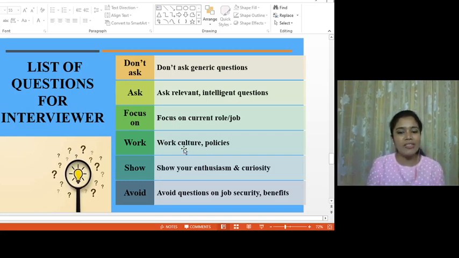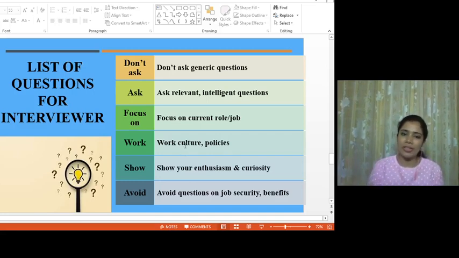And work culture policies. You can ask about the work culture. You can ask about the policies within the organization. The entire purpose of asking a question is not to interview the interviewer, but just to prove that you have done some background work, and you're enthusiastic, you're curious enough to know about the job and the organization. You're interested in the job. You want to start working with the organization somehow. And that should be the reflection of your questions.